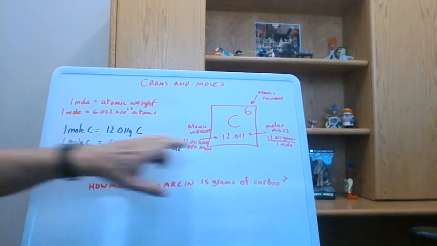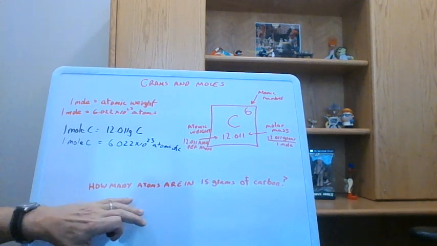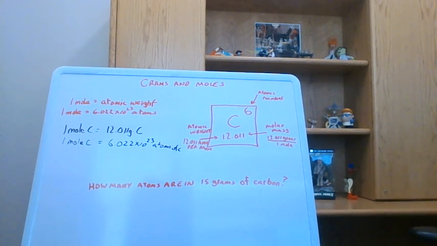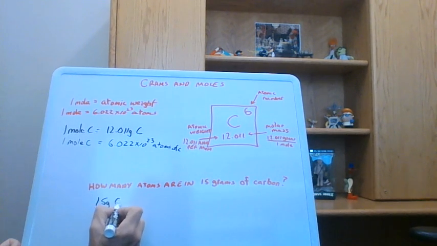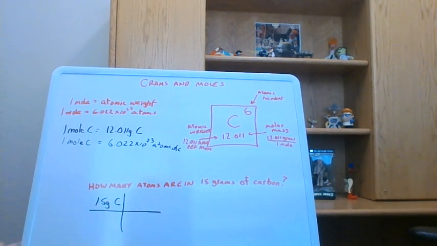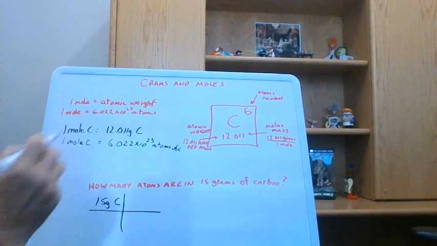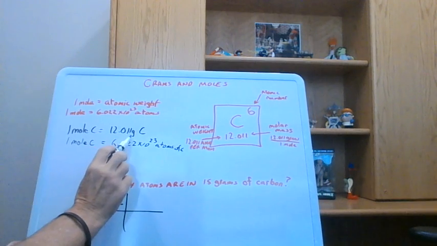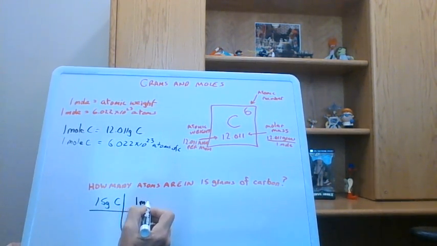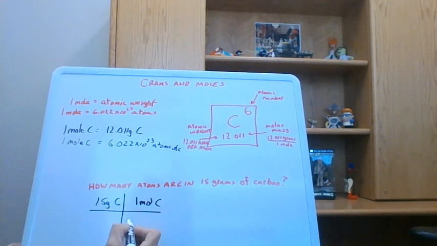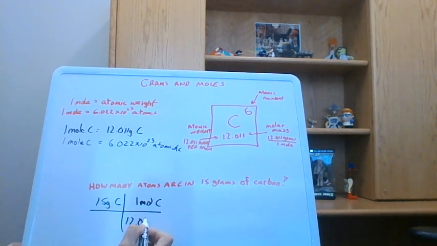So the way we would use this information from the periodic table is we say, how many atoms are in 15 grams of carbon? Well, we're starting with grams of carbon, so that would go on top in our equation. So if we have 15 grams of carbon, what we need is a way to convert the number of grams of carbon to moles of carbon. Right, and we know that 1 mole of carbon weighs 12.011 grams, so we want the relationship between 1 mole of carbon and its mass.